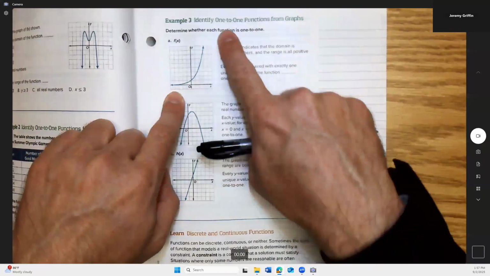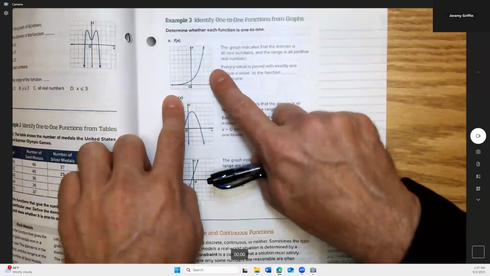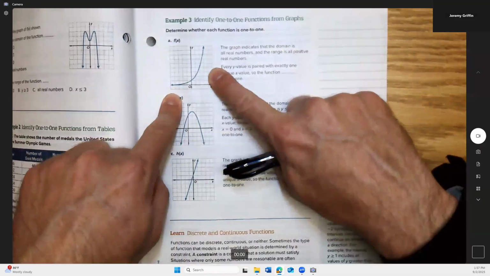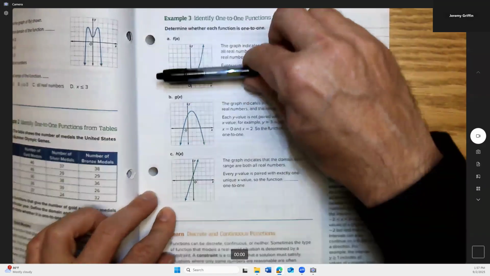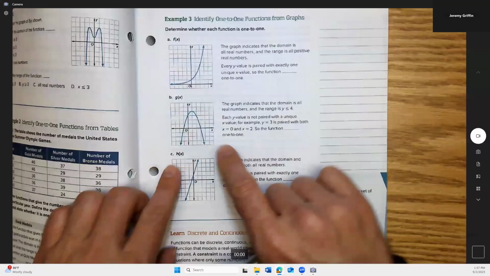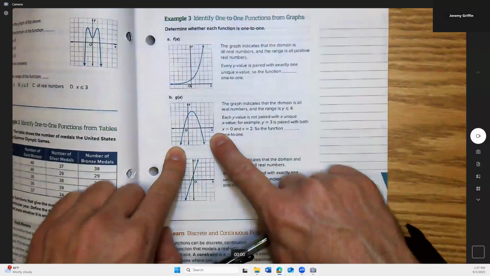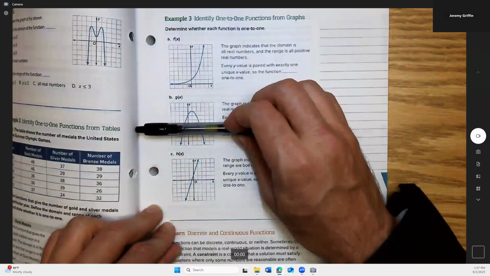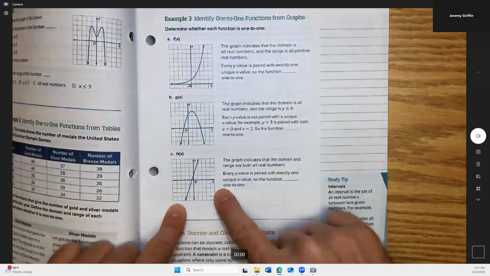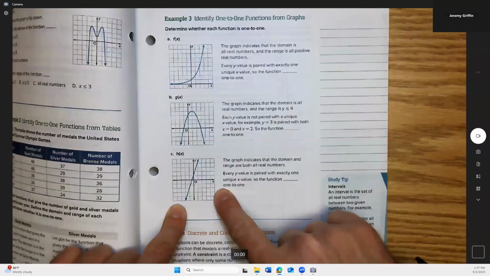So here, example 3. Guys, does this look like a 1-to-1 function right here? Yeah, it passes the vertical line test, so it is a function, and it passes the horizontal line test, so it's 1-to-1. How about this parabola? Is this 1-to-1? No, the answer would be no, because it fails the horizontal line test right there. How about anything that's linear? Would that be 1-to-1? Yeah, anything linear.